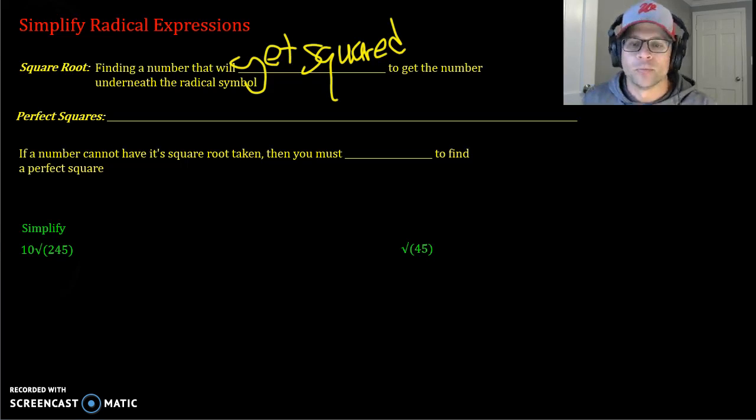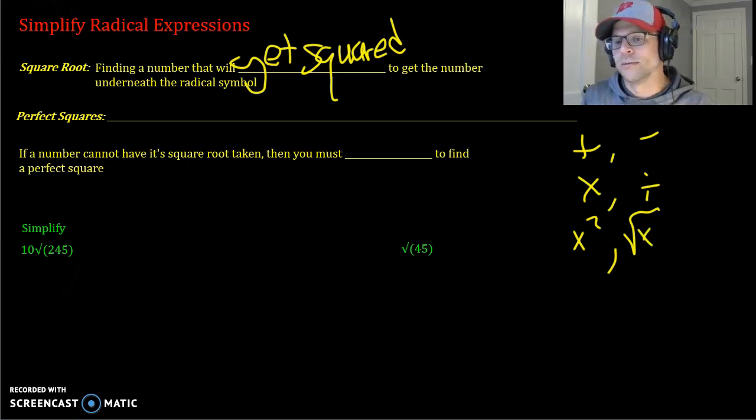So when we were solving linear equations, we were thinking of opposite or inverse operations, like addition is the opposite of subtraction, multiplication is the opposite of division. Squaring something is the opposite of taking the square root of that thing. So if you're trying to find the square root of a number or a term, you're going to try to think of a number that multiplied times itself will give you the number underneath the radical symbol. And it helps if you think backwards, understanding what your list of common perfect squares is.